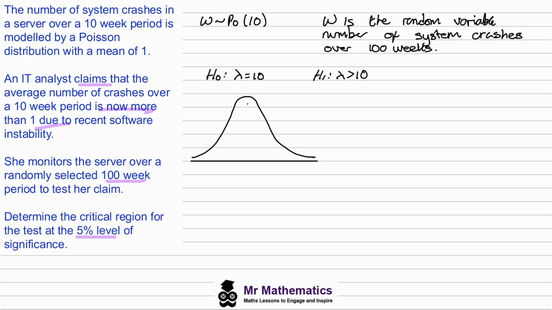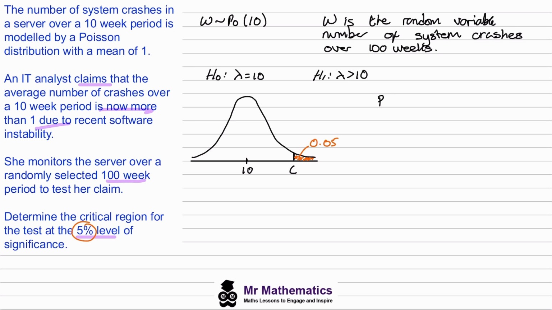We'll have a peak at our expected value, which is 10. And because our alternate hypothesis is lambda is greater than 10, we're looking at the tail to the right of the expected value. And this will be our critical region. So if we fall within this region, then we reject H0. And the area of this region is given by the significance level of that 5%, so 0.05. And we'll call that critical value C.